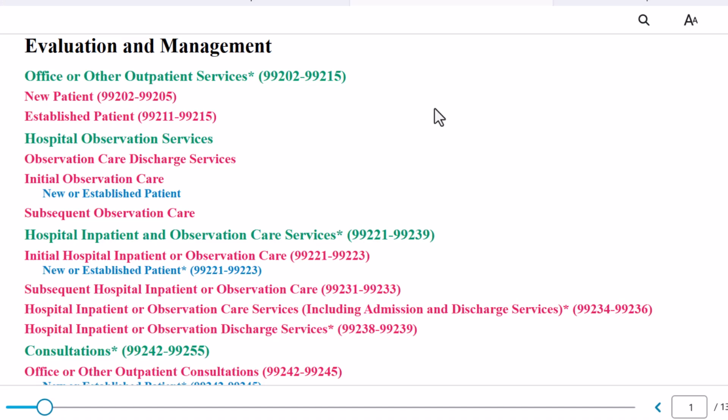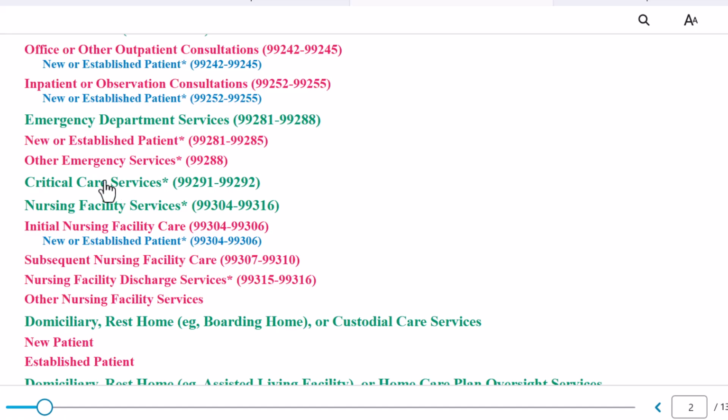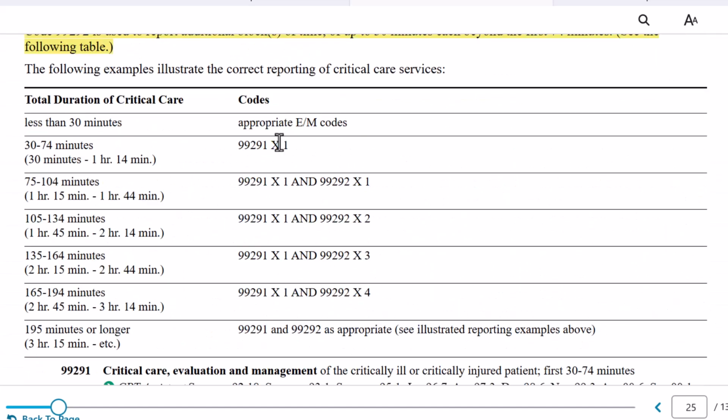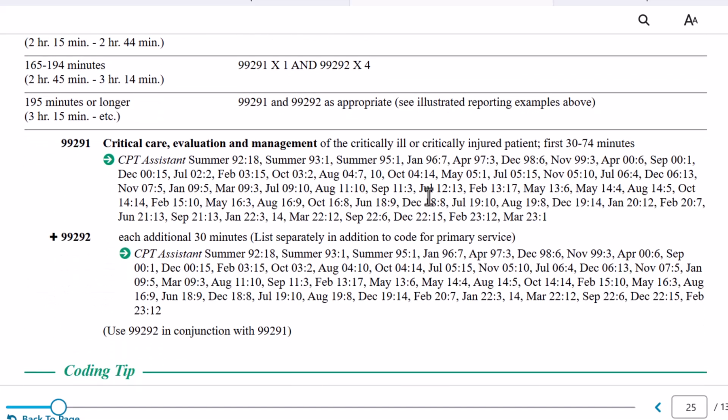Go to the evaluation and management chapter, and there go to the table of contents. Here is the critical care services. Once you go there, you will find the following guidelines. If the critical care is less than 30 minutes, the critical care code is not used; the appropriate E/M codes are used. If it is 30 to 74 minutes, use 99291. If the duration is more than 74 minutes, you can use 99292, and for every additional 30 minutes you can use multiplication. For example, for the first 74 minutes you use 99291, and each additional 30 minutes you use 99292 with multiplication.